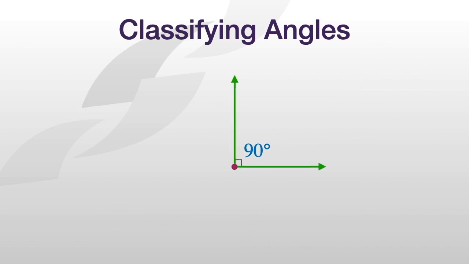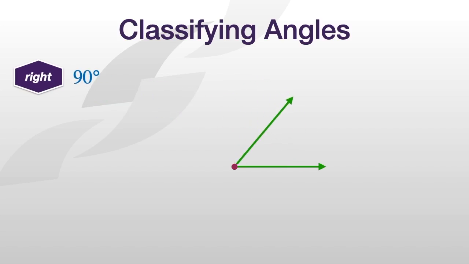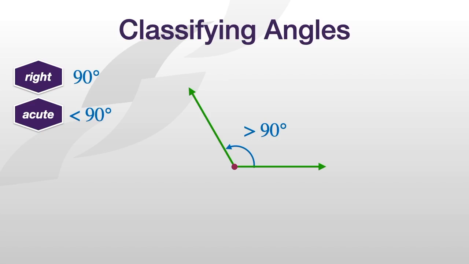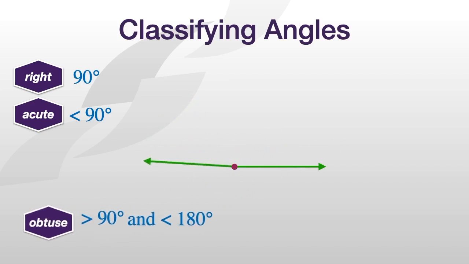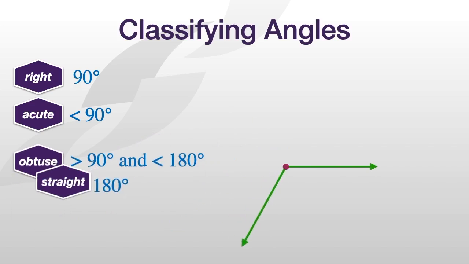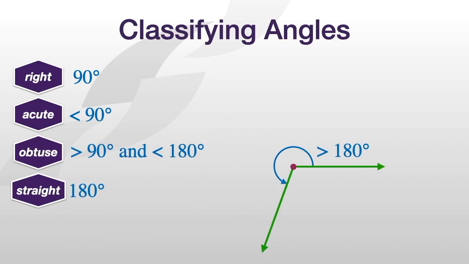As mentioned before, a 90-degree angle is called a right angle. An angle less than 90 degrees is called an acute angle. If an angle is greater than 90 degrees but still less than 180, it is called an obtuse angle. Because it forms a straight line, a 180-degree angle is called a straight angle. Finally, an angle which is greater than 180, but also less than 360, is called a reflex angle.